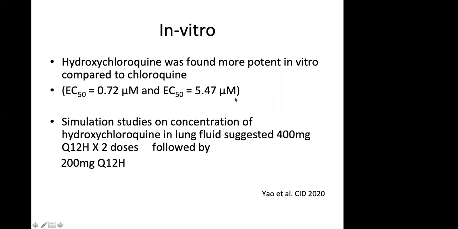And so just to quickly explain these numbers, essentially the lower number you have means you need a little bit less concentration to inhibit viral replication. And so essentially, this is the EC50 of hydroxychloroquine compared to chloroquine. There were simulation studies done to give you an idea of what concentration you would achieve within the lung lining fluid of the drug. It is suggested that a dose of 400 milligrams times 2 doses every 12 hours, followed by 200 Q12, would give you the necessary concentration.